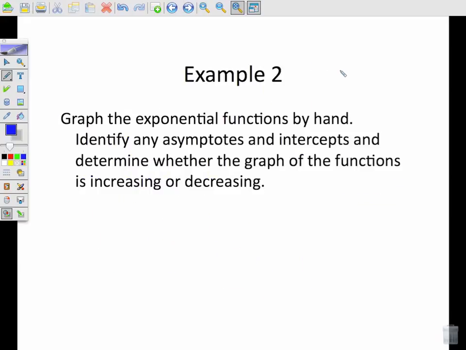All right, let's go ahead and take a look at these other examples. We've got 4 left that we're going to continue with in this video. It says graph the exponential function by hand, identify asymptotes, intercepts, and determine whether the graph of the function is increasing or decreasing. In other words, is it a growth or a decay?